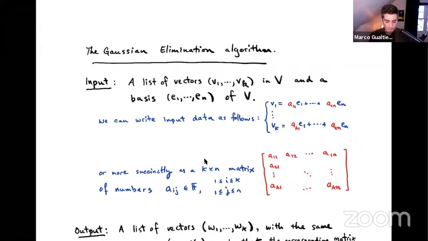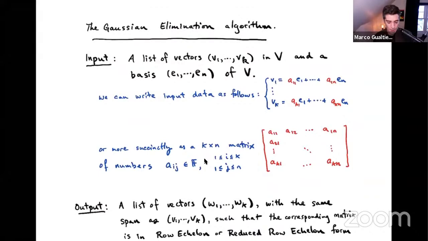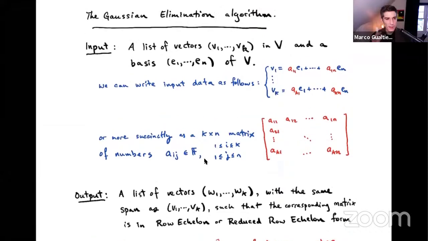So let me make a more formal statement. The input of the Gaussian elimination algorithm is a list of vectors, but it's not just a list of vectors. It's a list of vectors together with a preferred basis. So for example, you could give me a bunch of polynomials, and then I'm going to use a particular basis. That could be the standard basis 1, x, x squared, and so on, or it could be one of my preferred bases. Whatever it is, I'm going to analyze the list using the basis. That's what I'm going to do with this algorithm.